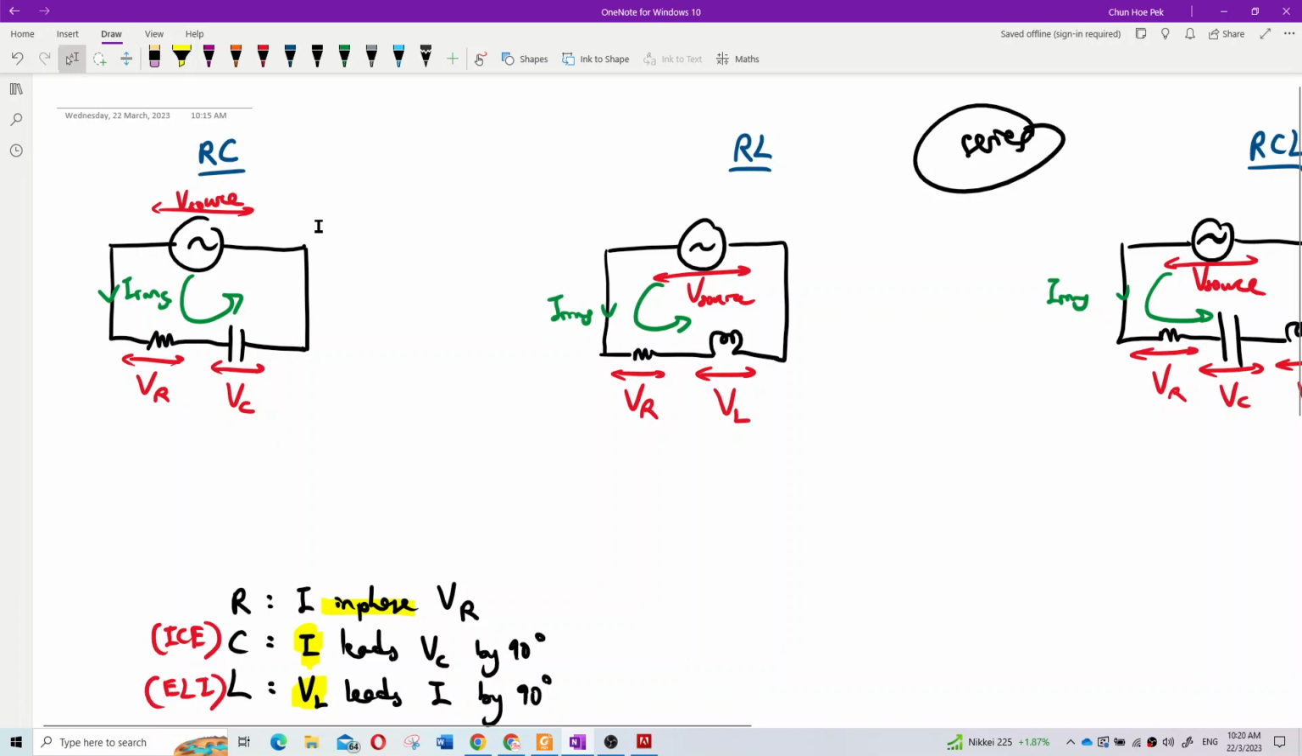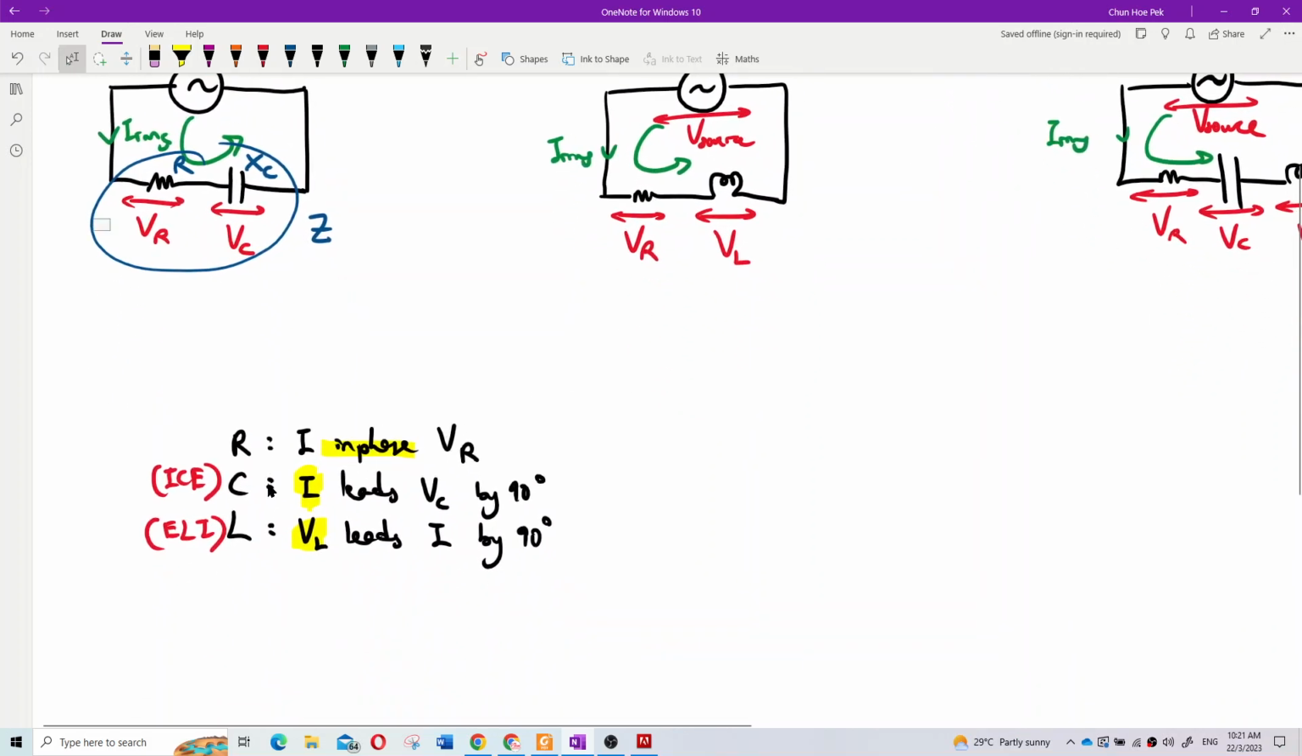Now the question is how to find the V source, and also how to find the total impedance. Because this one we have a resistor and XC, and what is the impedance for everything? Impedance is the whole thing. And then this one is between R and XL. So let us do it one by one.